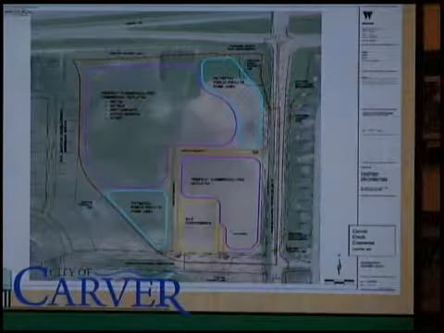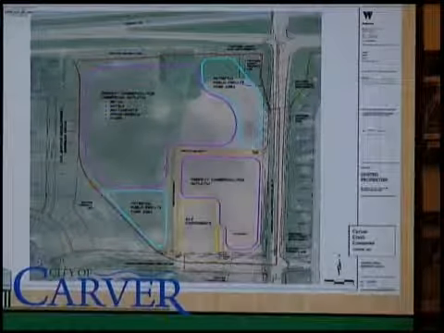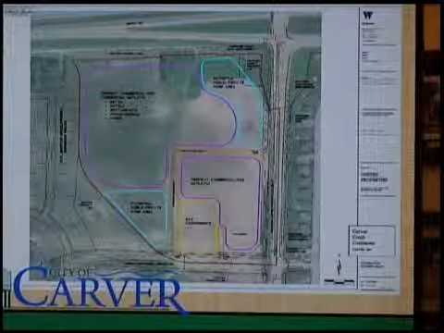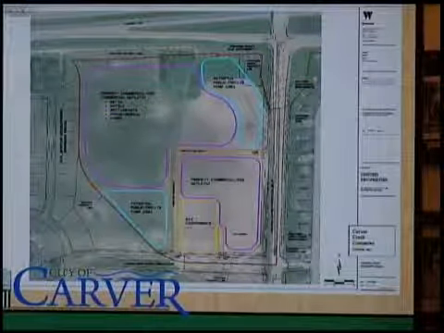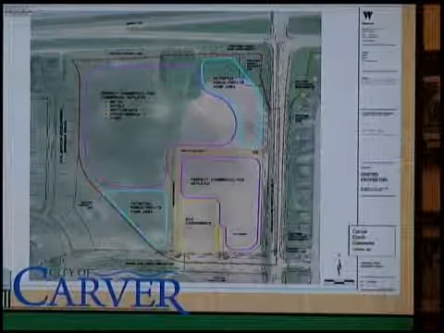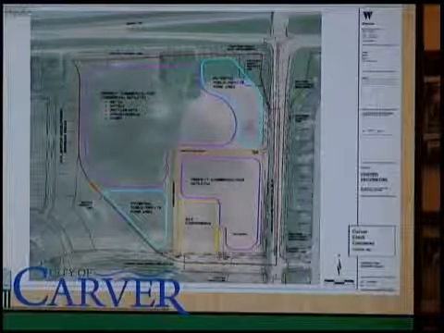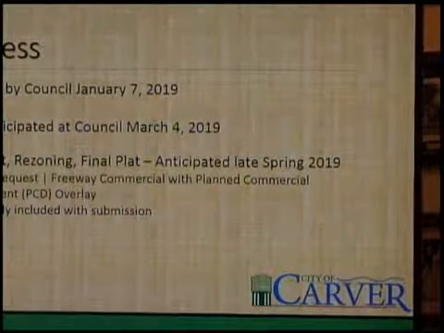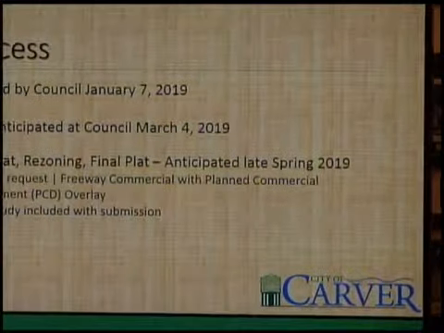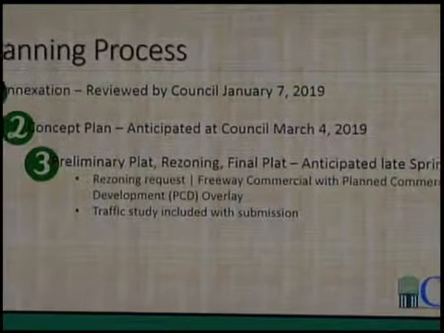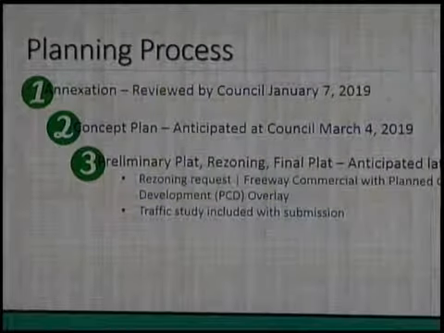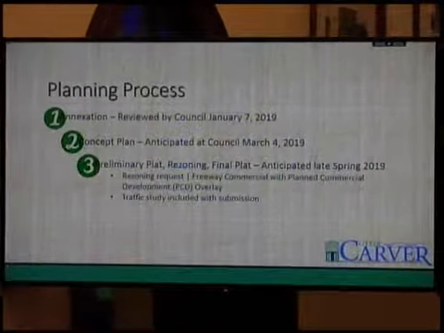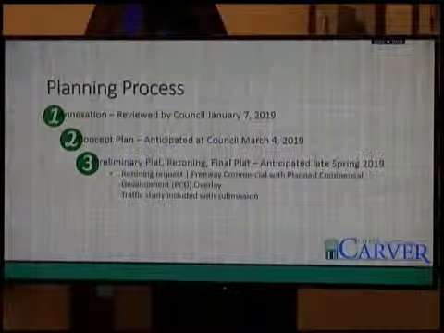There are a couple plans that have come in for concept plan for the gas convenience user, which is outlined in yellow. That's going to come before you on March 4th at the concept level, so we're not even at that point yet. Planning Commission is reviewing it on Thursday. You'll see it on March 4th. As you recall, annexation was reviewed on the 7th, concept plan will come on the 4th, and then we'll continue with the preliminary plat, rezoning, and final plat process, which is anticipated late spring of 2019.